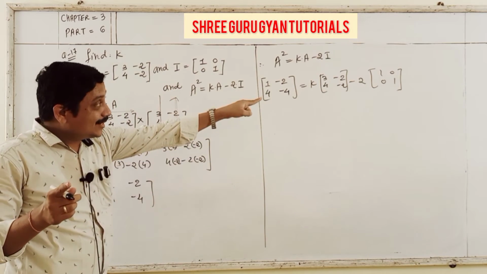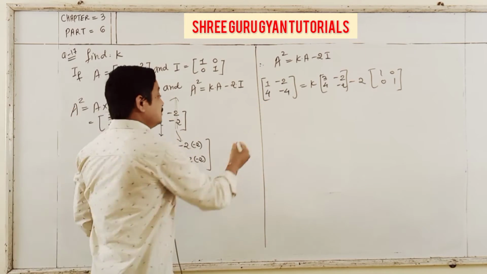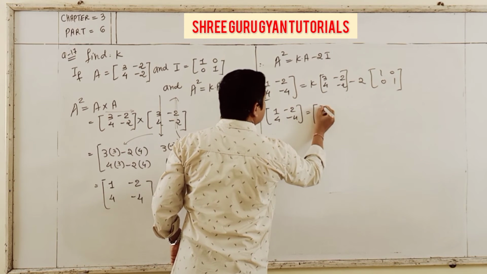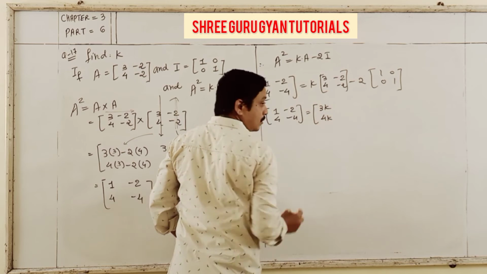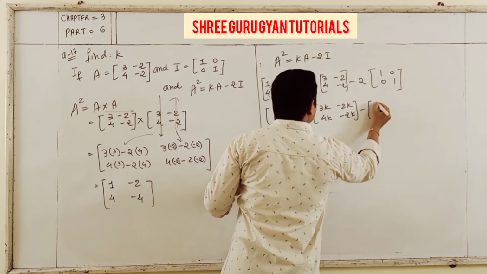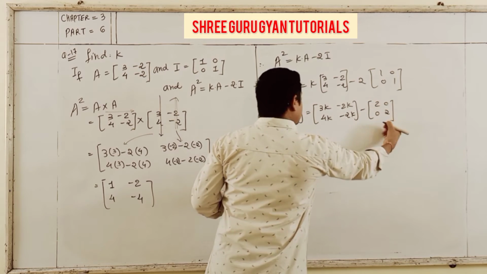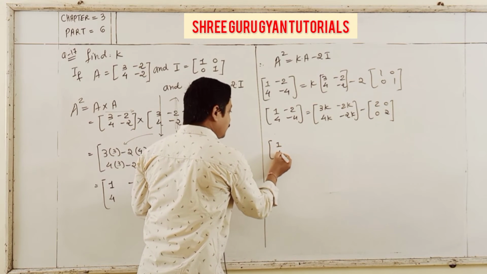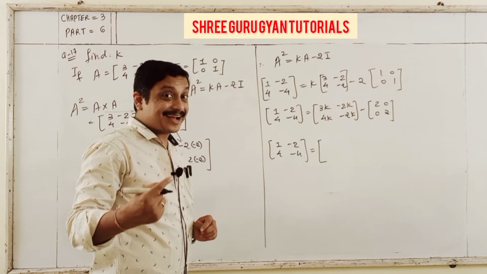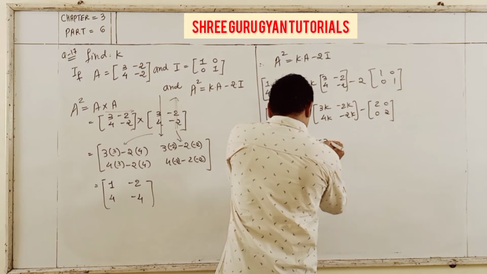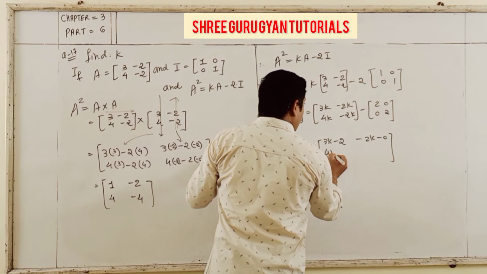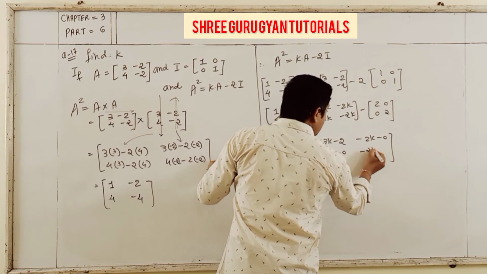First of all, multiply K inside. So 1, 4, minus 2, minus 4, which is 3k, 4k, minus 2k, minus 2k. And here 2, 0, 0, 2. Finally, 1, 4, minus 2, minus 4. Here you will attach your data. So 3k minus 2, minus 2k minus 0, 4k minus 0, and last minus 2k minus 2.